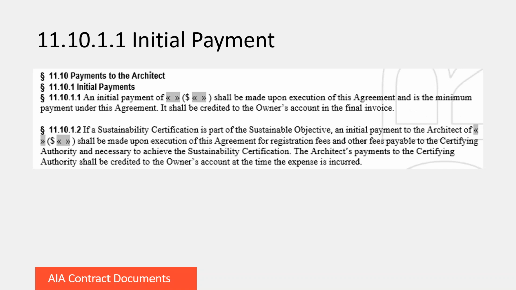In 11.10.1.1, we fill out the initial payment. If there is no additional payment, put 0 or not applicable here. If you leave this blank, it could cause confusion later. If there's a sustainable certification as part of the sustainable objective, the architect may also charge an additional payment to cover costs to the certifying authority, and you list those here. If you don't have any, then type not applicable.